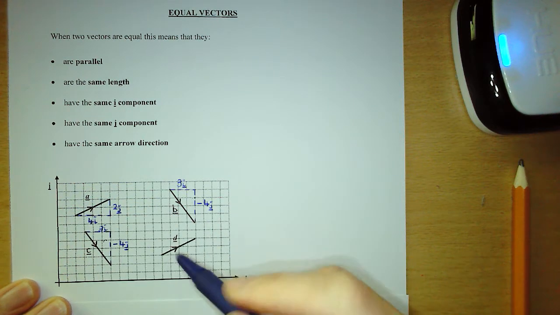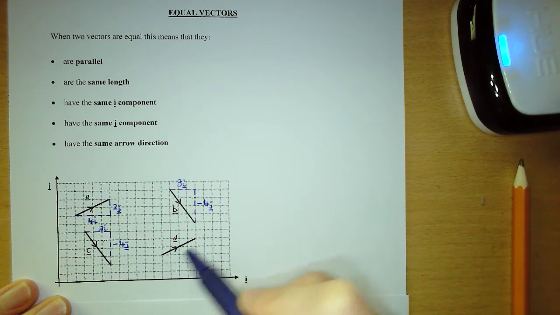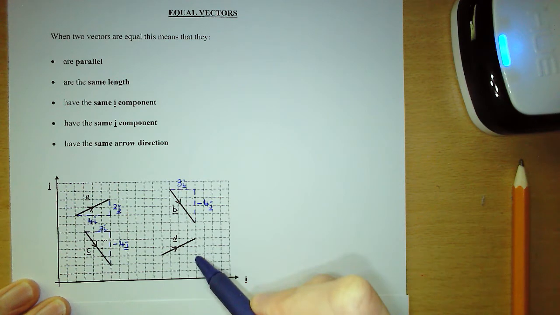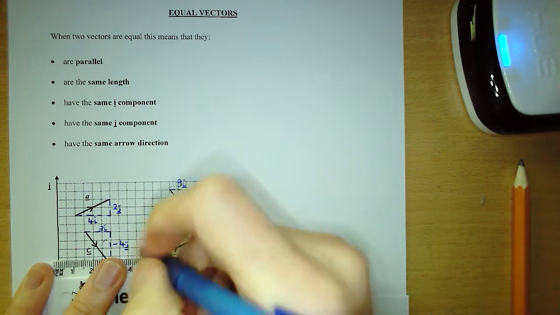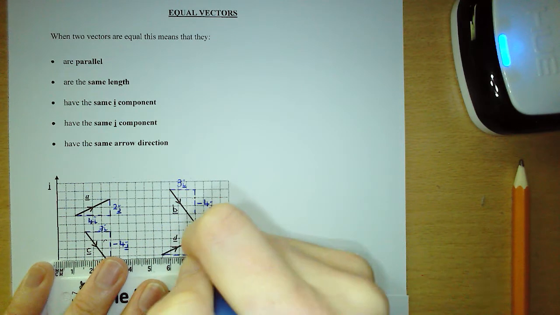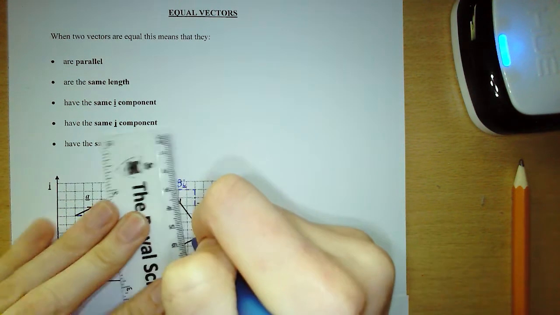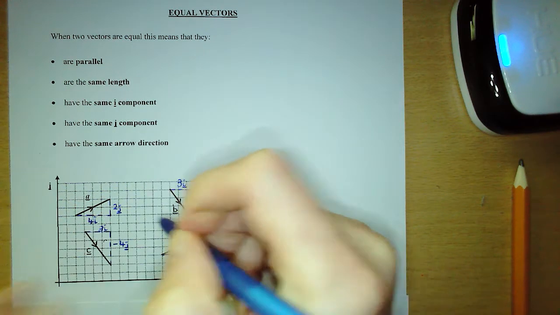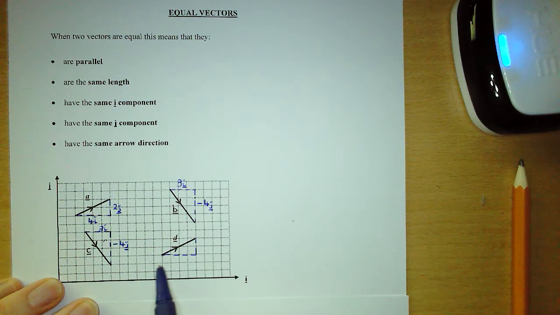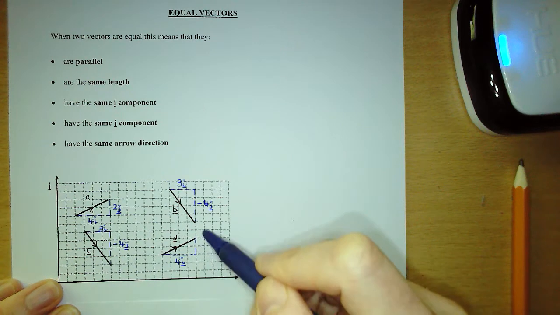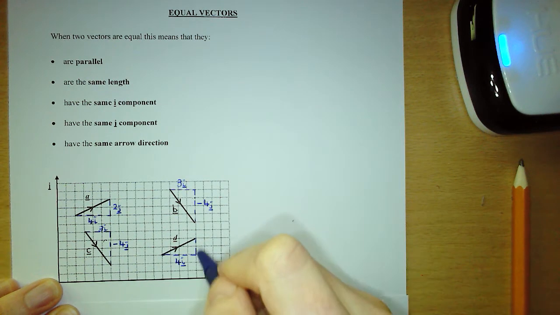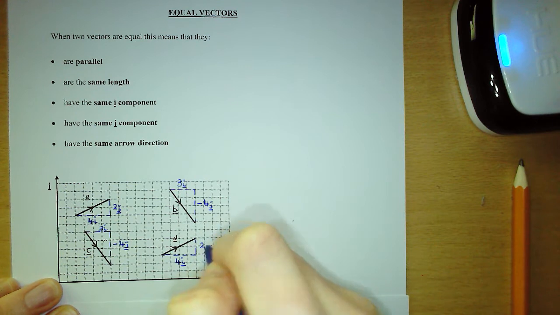Okay, the last one, vector D. If we start at its tail and travel to its nose, we're moving horizontally to the right, and then we move vertically upwards. Because we're moving to the right, the i component is going to be positive 4, and we're going to write 4i. And then we're moving upwards, so the j component is positive, and it's going to be plus 2, so 2j.